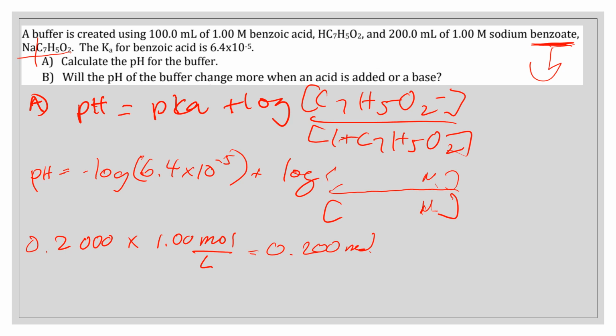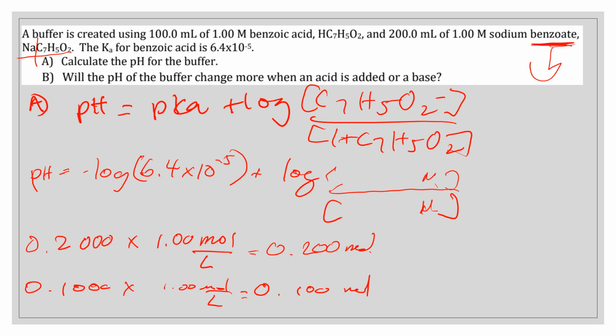And then for the moles of the benzoic acid, it's going to be 0.1000 times 1.00 moles per liter, and that's going to be 0.100 moles. So to get my new concentration is a little bit different.